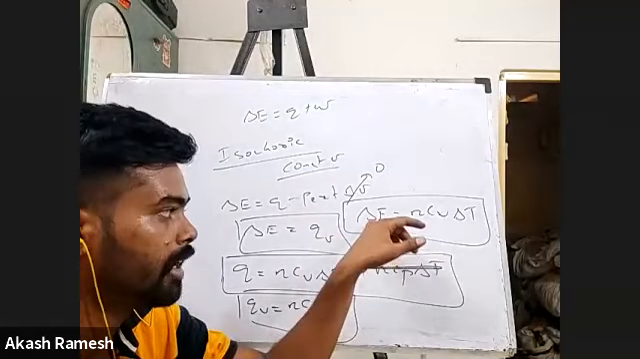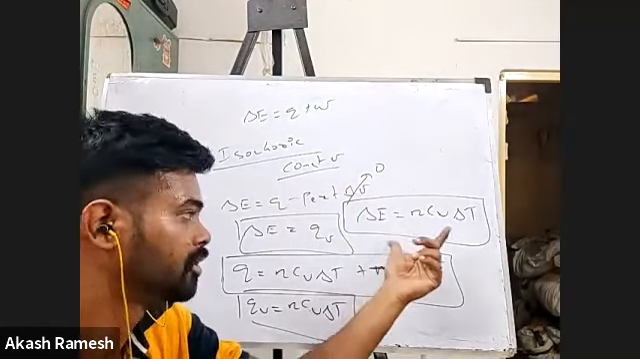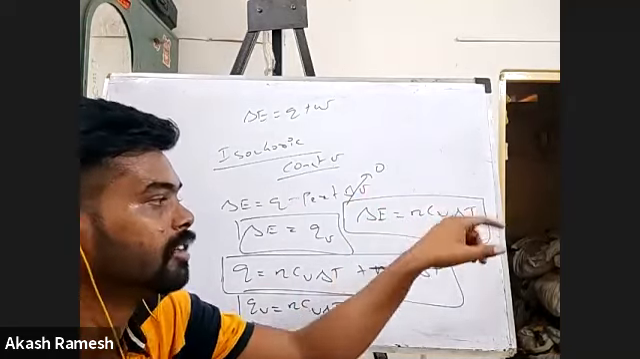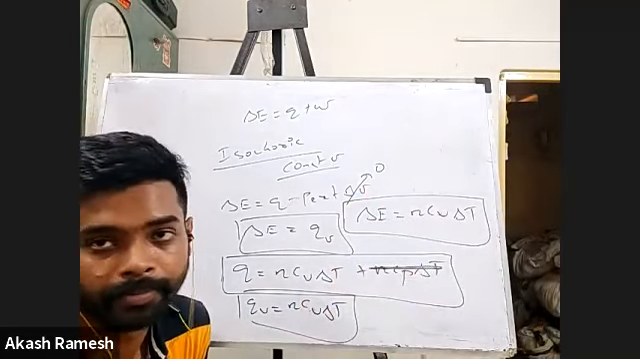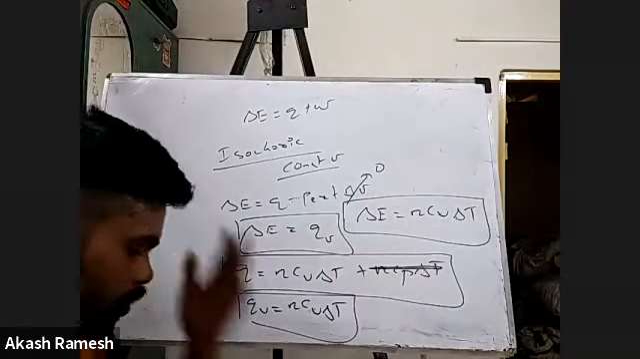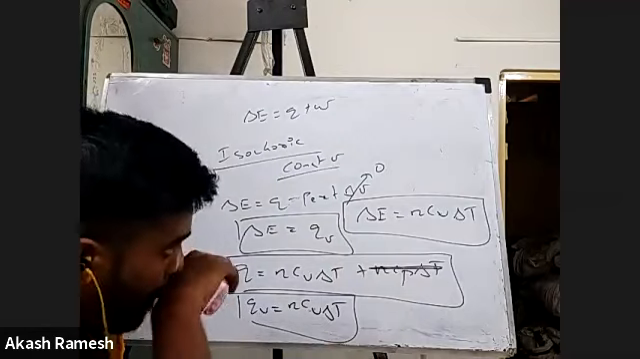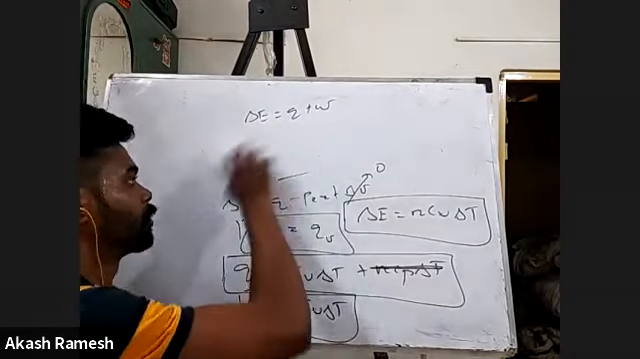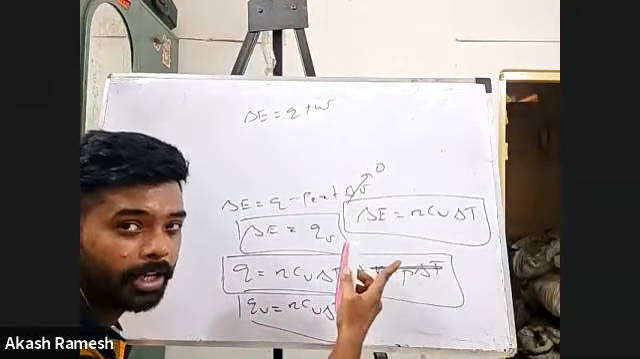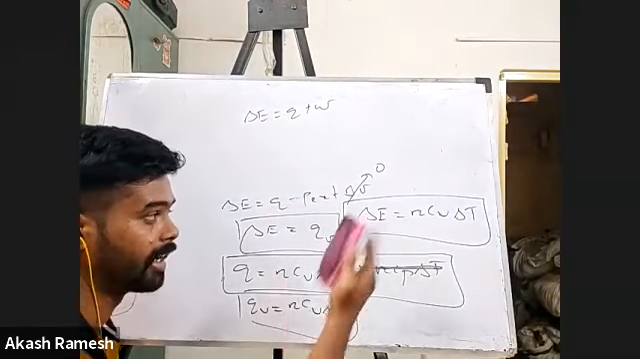We derived an equation, the permanent equation for delta E, which is equal to nCV del T. Cool. So that's one thing. Now we'll move on. That's about an isochoric process. You have to know this equation again and again. I'm telling you because it's very important for problem solving.